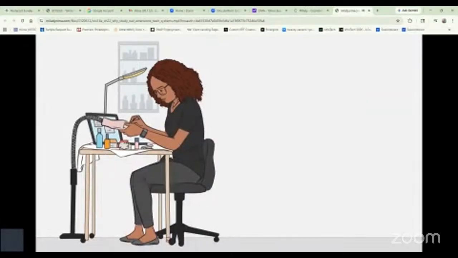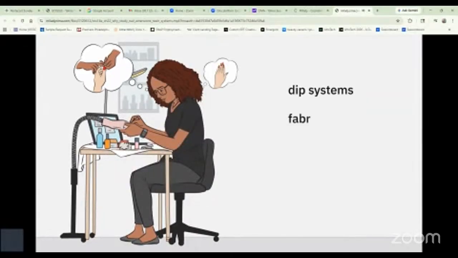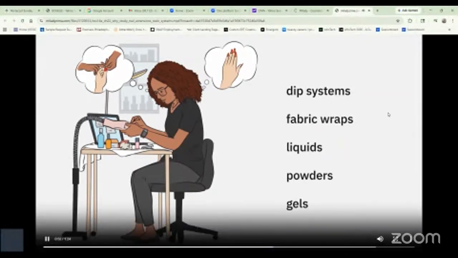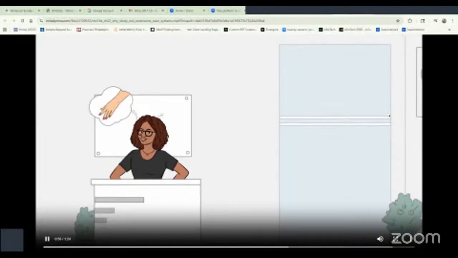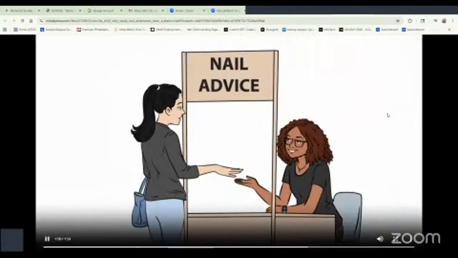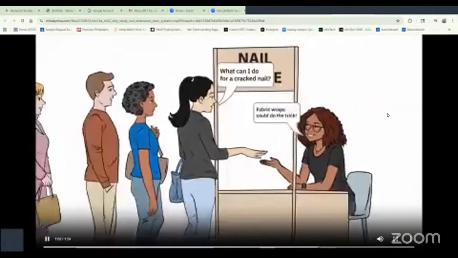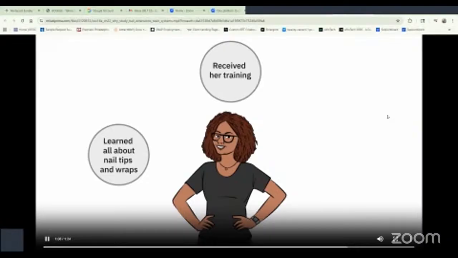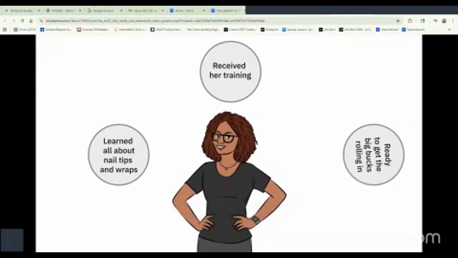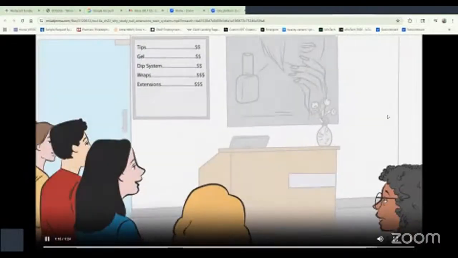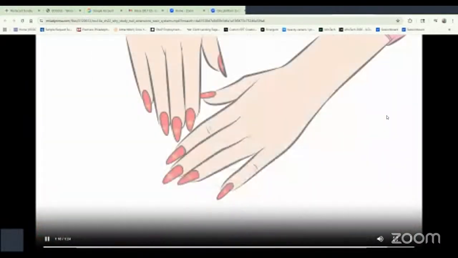She learns all there is to know about dip systems and fabric wraps, liquids and powders, and gels so the salon can offer some of the more in-demand services for overlaying and extending the natural nail. Mary even learns about what to do if a client has any cracks or breaks in their nail. Mary has learned all about nail tips and wraps. She's received her training, and now she's ready to get the big bucks rolling in. Mary adds these popular services to her repertoire, and now business is booming.